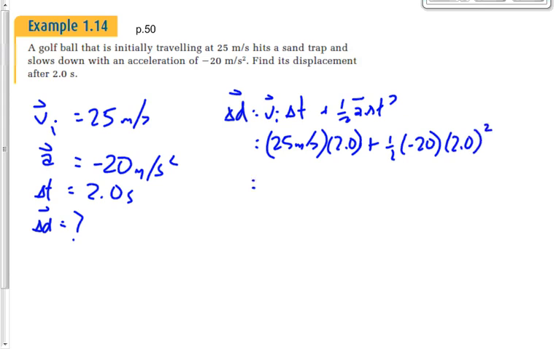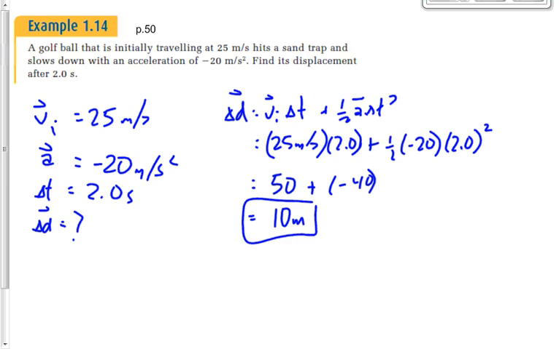Let's do this in separate steps here. 25 times 2 is 50. 1/2 of neg 20 times 2 squared. 2 squared is 4. 4 times 20 is 80. Half of that is 40. But it's going to be a negative 40 because it's 1/2 of neg 20 times 2 squared. What's 50 plus neg 40? Come on, you guys. 10. So the answer to this question is 10 meters.